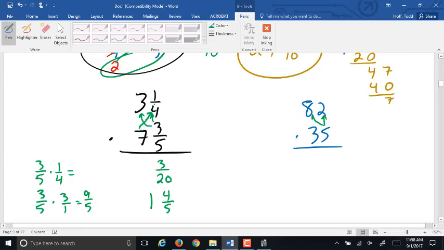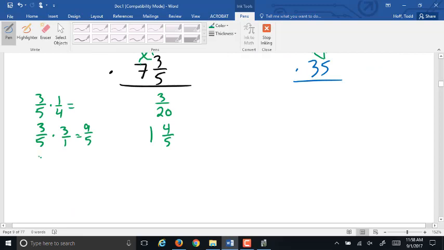Now I go to the next digit, the 7. I'm going to multiply the 1/4. So I'm going to make that 7/1 times the 1/4. 7 times 1 is 7. 1 times 4 is 4. 7/4, 1 3/4. Then we just have the 7 times 3. It's 21. There you go.